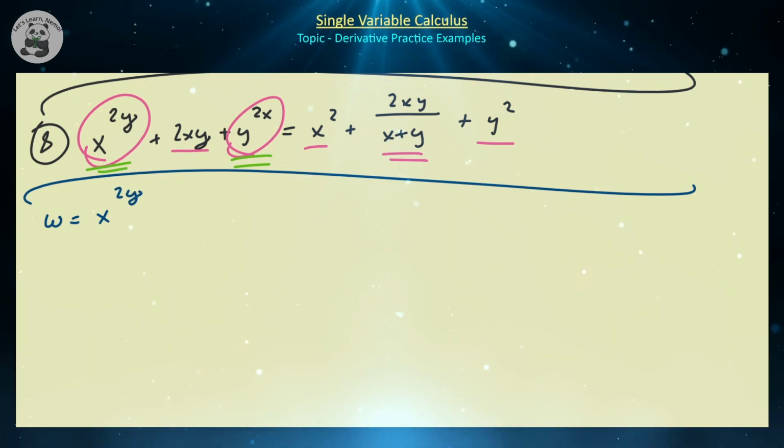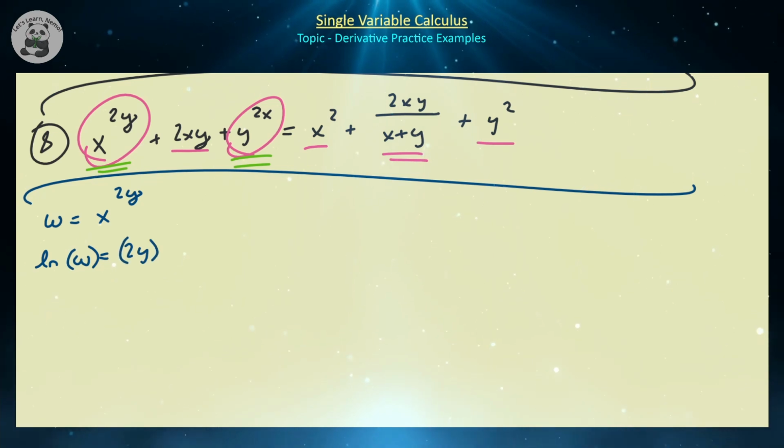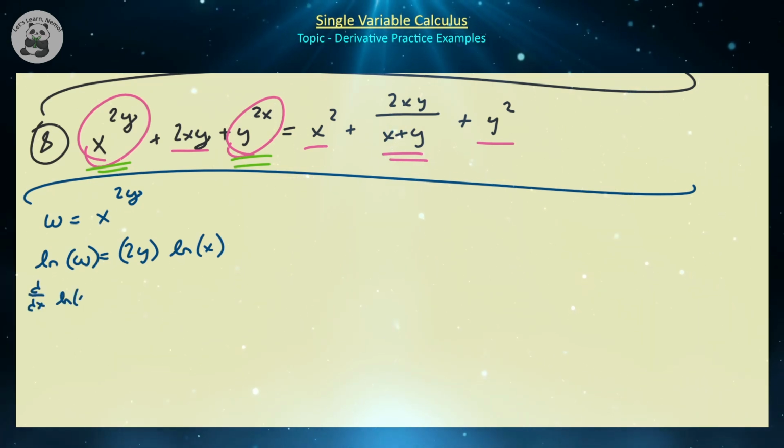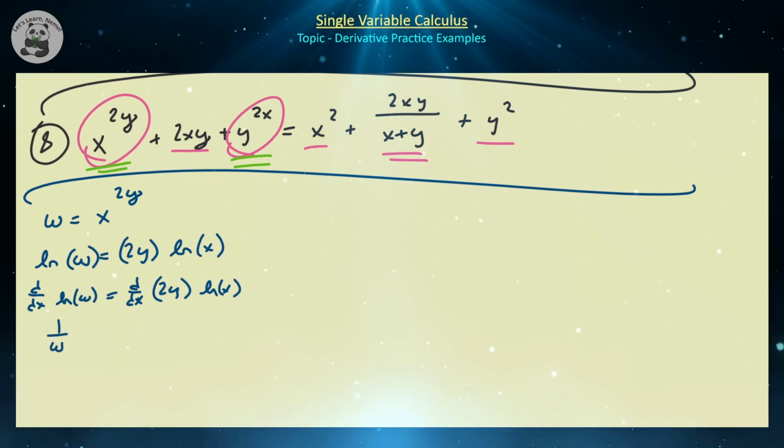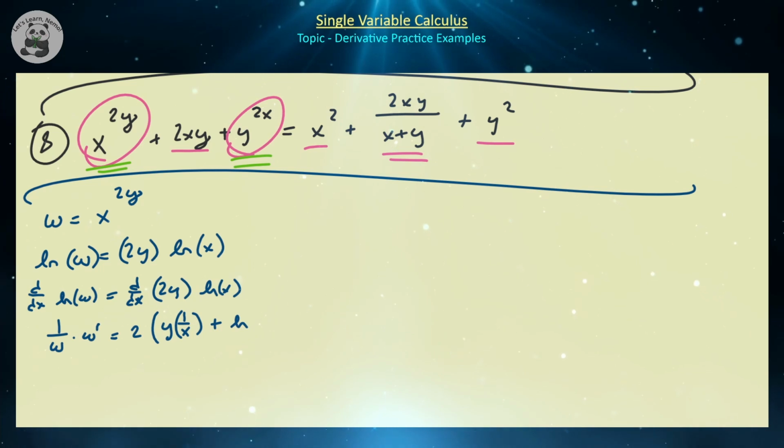And what we want is the derivative of w with respect to x. Now before I get into that, I'm going to take the natural log of w, and I'm going to have the natural log of w is equal to 2y times the natural log of x. So I've just used the power rule for logarithms there. And then I'm going to take the derivative with respect to x of both sides. So the derivative with respect to x of 2y times the natural log of x, and then I'm going to have 1 over w times w prime is equal to, so then I'm going to have first derivative of the second plus the second times the derivative of the first. There, I factored out my 2 so I didn't have too many constants.